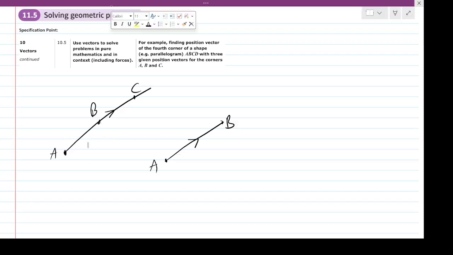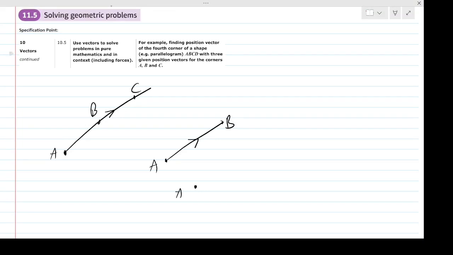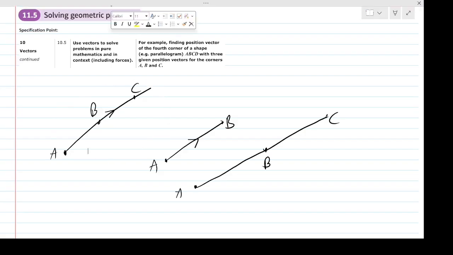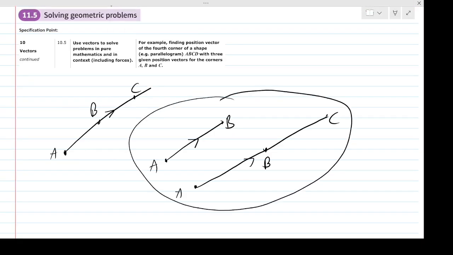Now I'm going to do the same for A, but now the whole line up to C. There, and then B would be somewhere in the middle, roughly, just how I've drawn it. So now I've got these two parts of the straight line over here. What do you notice with these two vectors? Hopefully you notice that, obviously, the length is going to be different, but the direction and the gradient is the same.